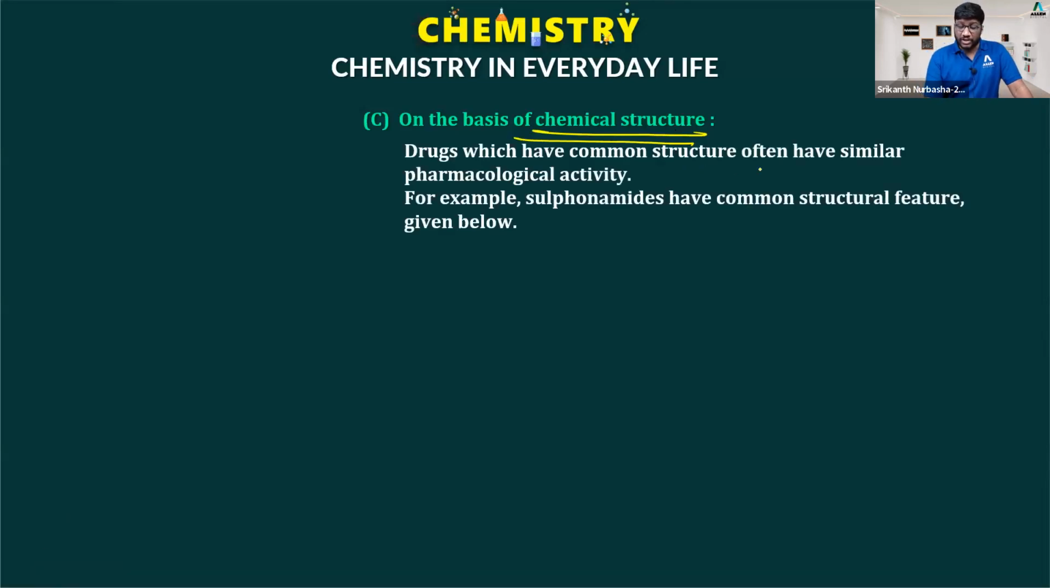Drugs which have a common structure often have similar pharmacological activity, because structure is important. Similar structure, similar type of functional group, similar type of reactions, similar type of biological response. So drugs which have a common or similar structure often have similar pharmacological effect, because the biological response is a product of chemical reactions happening because of the presence of different kinds of functional groups. For example, sulfonamides have a common structural feature given below.